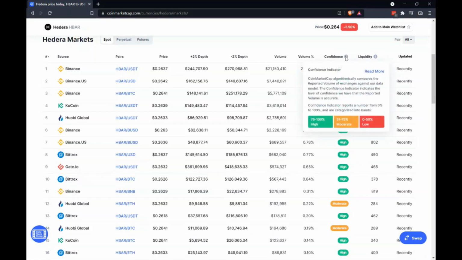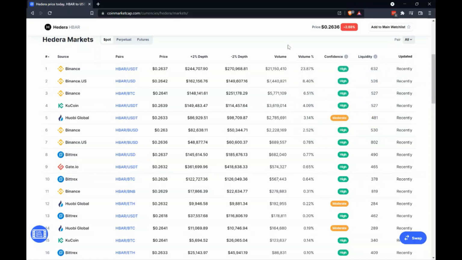Confidence, this is done on CoinMarketCap's algorithm, and they compare it on a scale of 0 to 50 being low, 51 to 75 being moderate, and 76 to 100% being high. So this is arguably subjective based on your confidence as well in the platform.